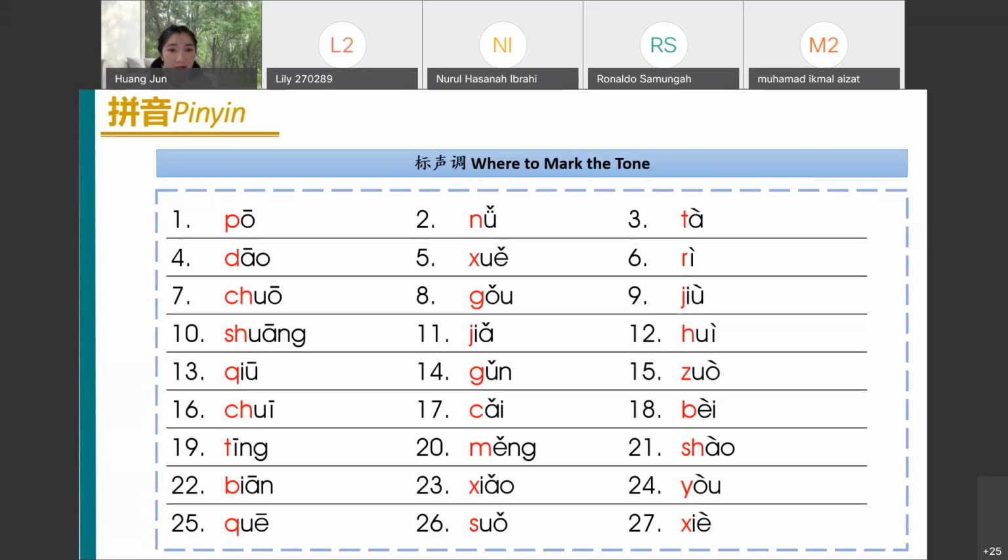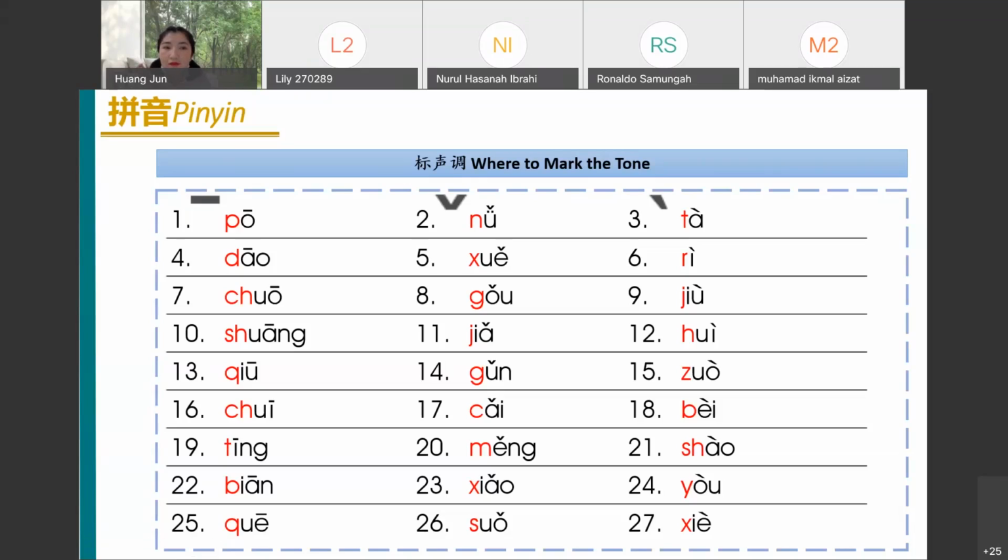So check your answer by yourself. Initial, as I told you, is the first letter in one syllable. Normally it is the first letter in one syllable. Then we have 3 special groups: ZH, CH, and SH. They are 2 letters together counting as one initial. So this one you have to remember. That's why initial always appears in the beginning. They are not in the end.